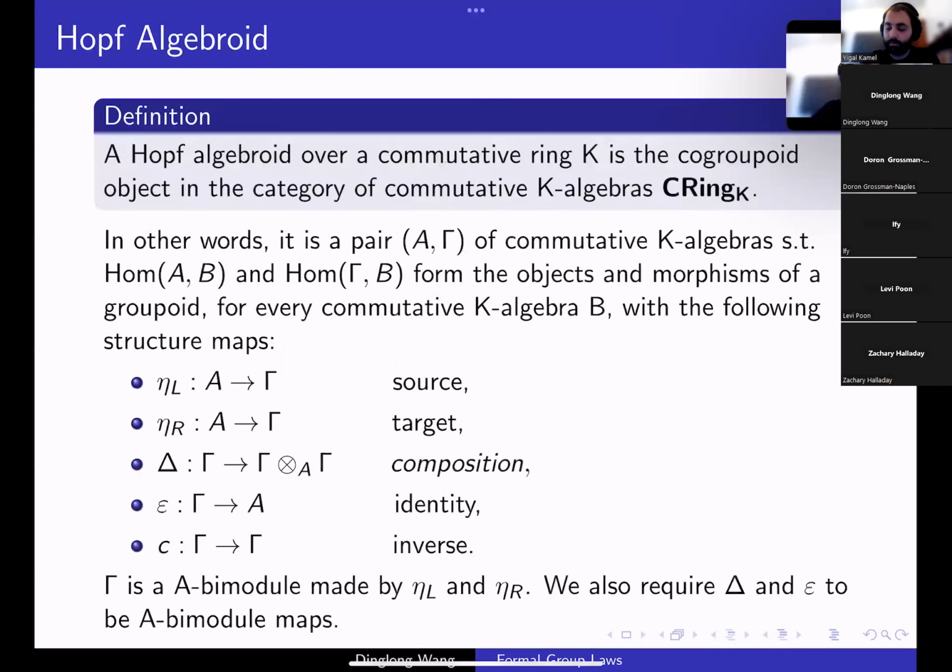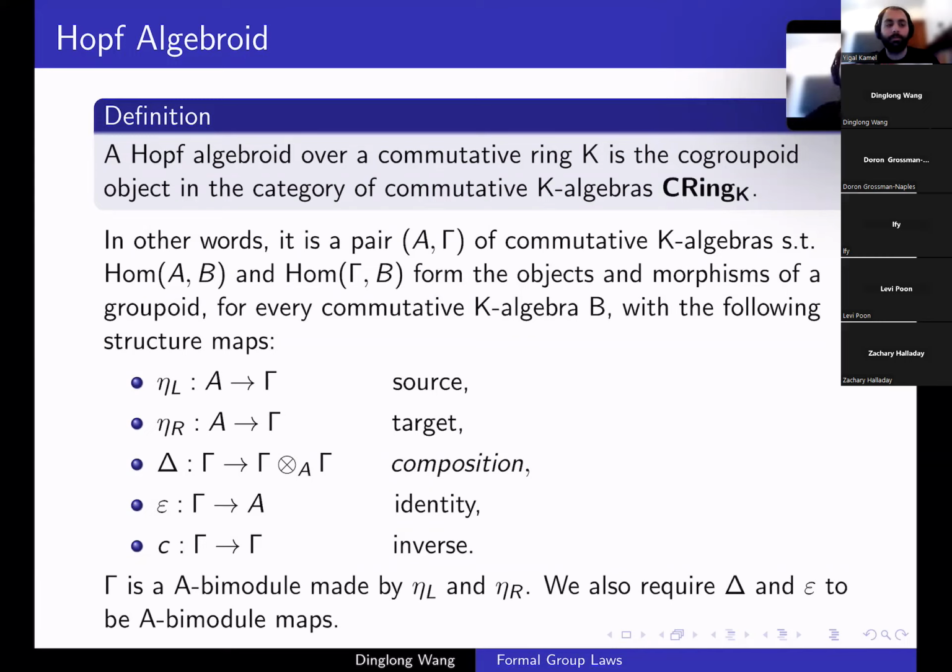Okay. So a Hopf algebra over a commutative ring K is the co-group object in the category of commutative K algebras. In other words, it is a pair of commutative K algebras, such that the Hom set AB and the Hom set gamma B form the objects and the morphisms of a groupoid, for every commutative K algebra B. To make a groupoid, we must have the following data and the following structure maps. The first one is the source map.